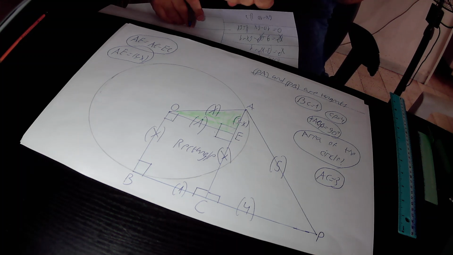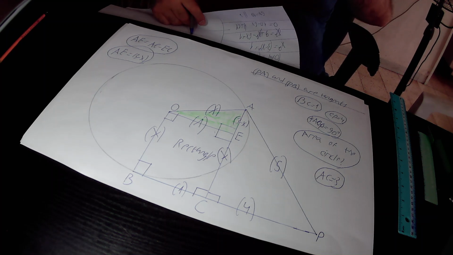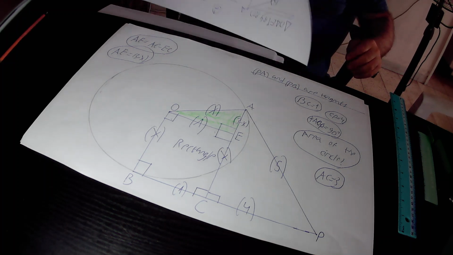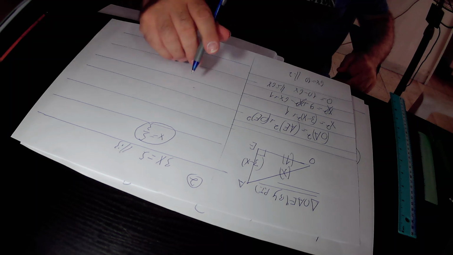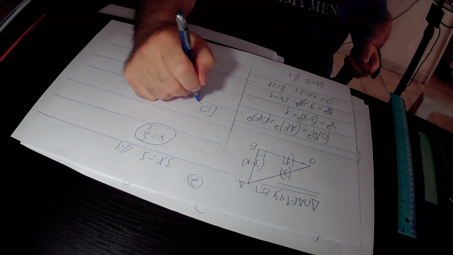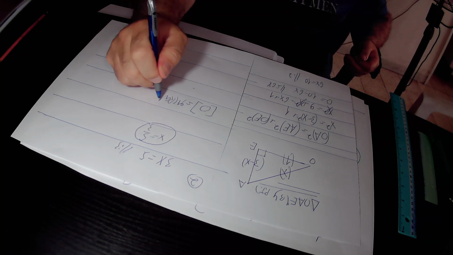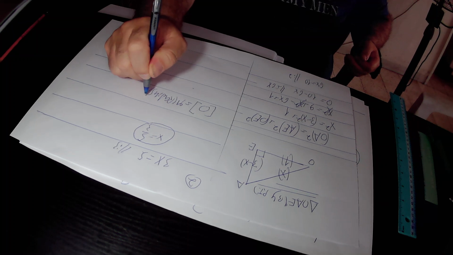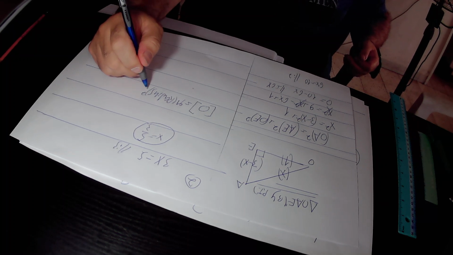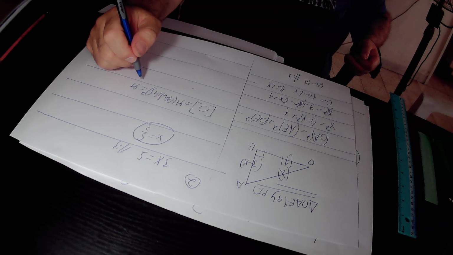Our mission is to find out the area of this circle. Actually, the area of any circle is equal to pi times the radius of the circle squared. So write it down. The area of any circle is equal to pi times the radius of the circle squared. And therefore the area of our circle will be equal to pi times the radius of our circle squared.